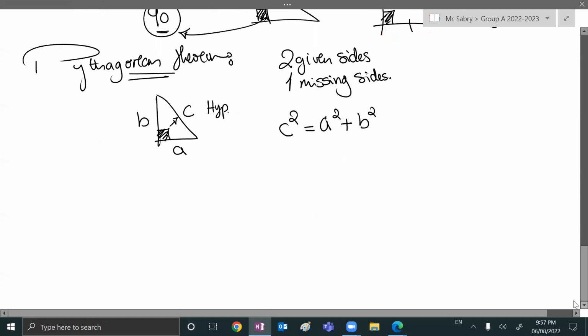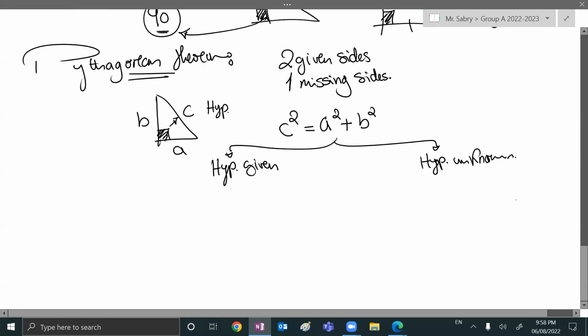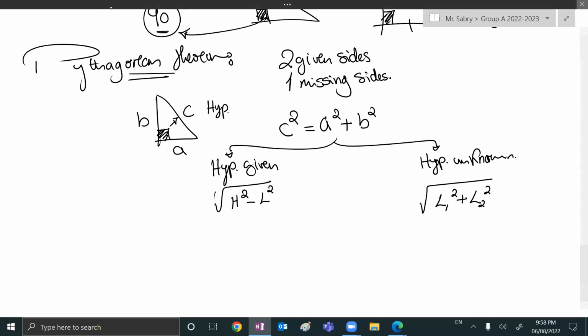So deriving out of this rule, we got two other rules that are important. It depends on the hypotenuse. If the hypotenuse is given and you need to know one other side, there is a rule that should be done. If the hypotenuse is unknown and you need to know the value of the hypotenuse itself, that's another case. If you need to know the value of the hypotenuse, just add the other two legs squared. If you already know the hypotenuse, just subtract from the hypotenuse squared the other leg squared.